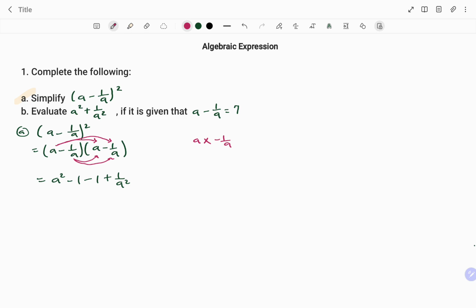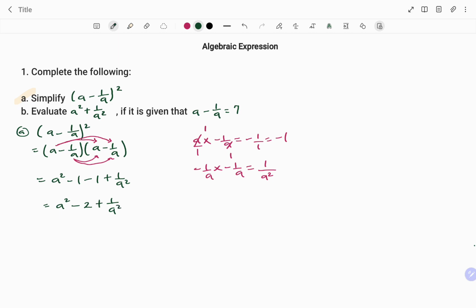What I've done is, if I have a multiplying minus 1 over a, the a is over 1, a divided by a, that's 1, so we are left with minus 1 over 1, which is the same as minus 1. And likewise, if we have minus 1 over a multiplying minus 1 over a, minus times minus, that's plus. So we have for our numerator 1 times 1, 1, and a times a squared. Simplifying, we have a squared minus 1 minus 1, that will be minus 2, plus 1 over a squared.